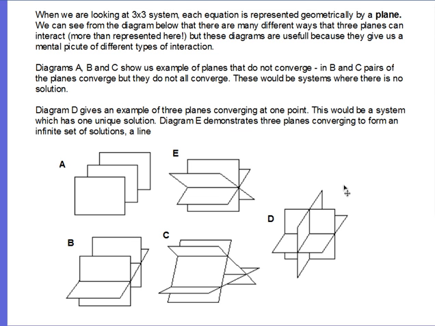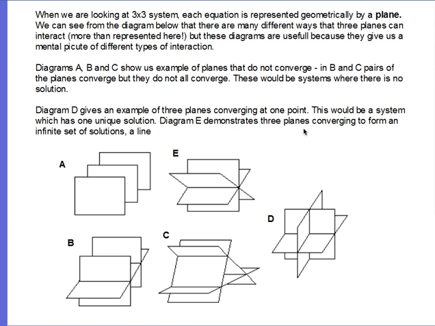Diagram D, on the other hand, shows us three planes which do converge, and they converge at one point. So that one point there represents a unique solution to that system of equations. So when you reduce a 3x3 matrix and you come up with a unique solution, then those three planes are only converging at one point.